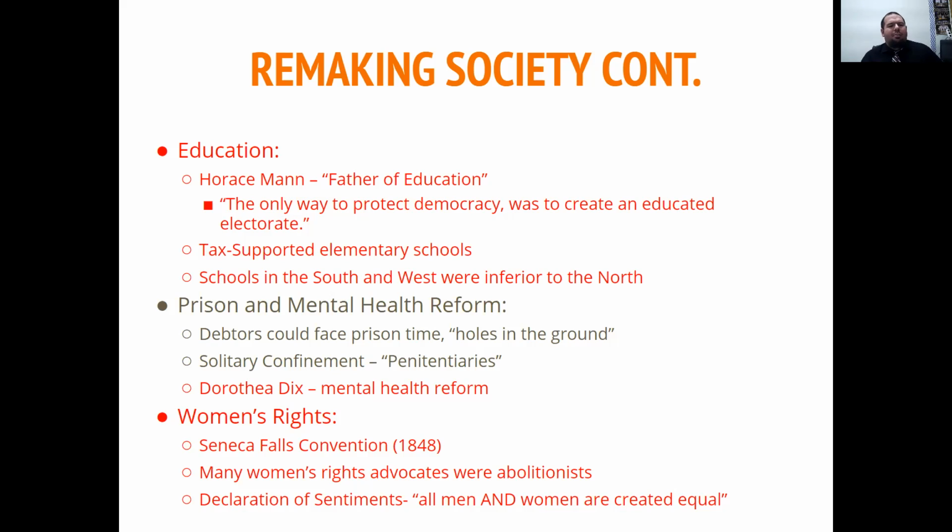Remaking Society, continuing on. So education, you have a man named Horace Mann. He's decreed the father of education. He said the only way to protect democracy was to create an educated electorate, and that's along the same lines as Thomas Jefferson. He created the tax-supported elementary school system. However, schools in the South and West were inferior to those in the North.